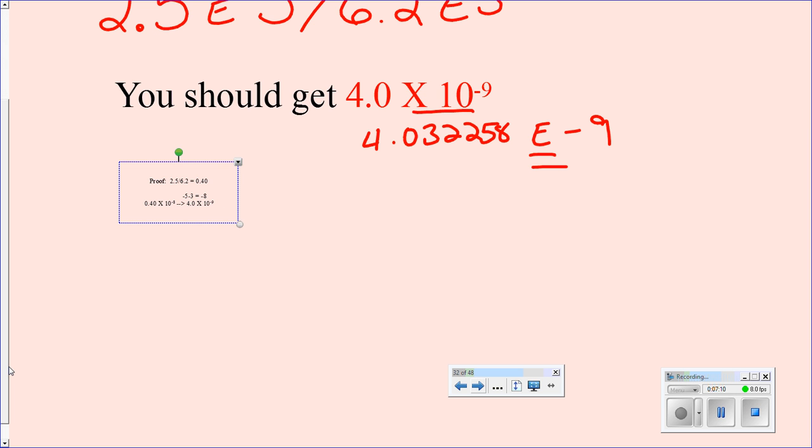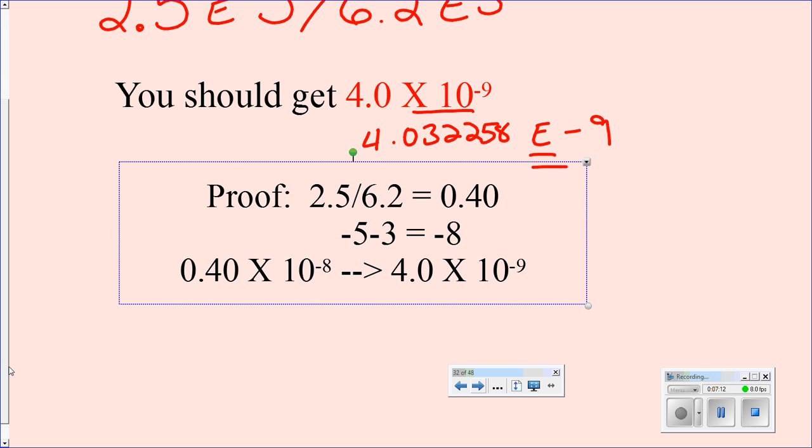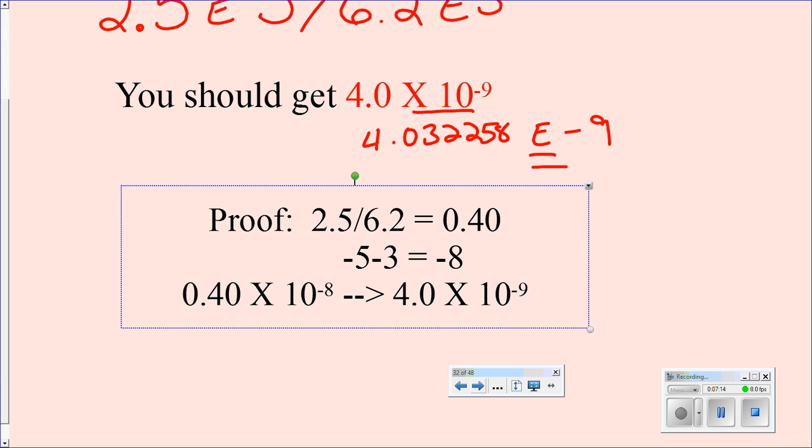A little proof for you that this worked out correctly. If you go through the steps of actually just dividing these out by hand, 2.5 divided by 6.2 gives you 0.4. You're dividing, so you're subtracting your 3 exponents, which gives you negative 8. And then in order to actually put that into scientific notation, so instead of 0.4 times 10 to the negative 8, we move that over, and it becomes 4.0 times 10 to the negative 9. So, that's just the handwritten proof of how you would do this by hand to make sure you get the right thing on your calculator.